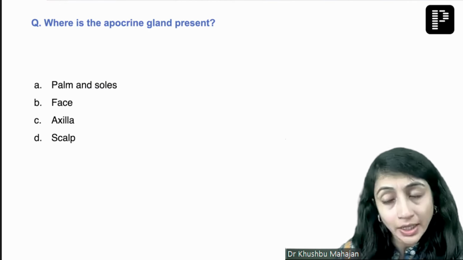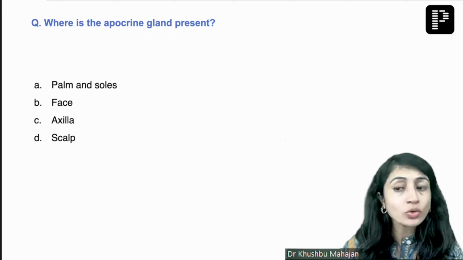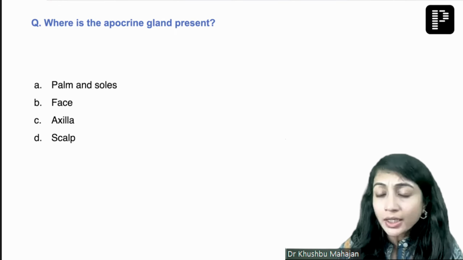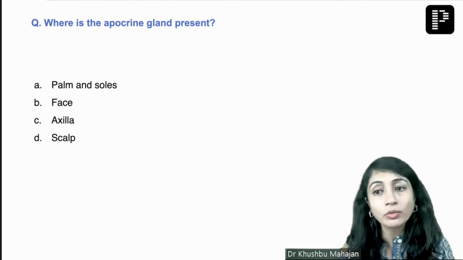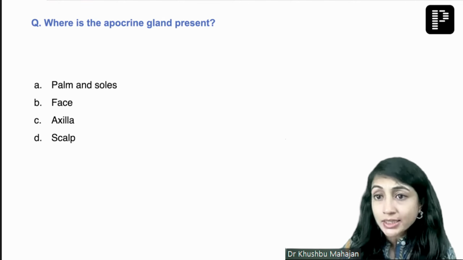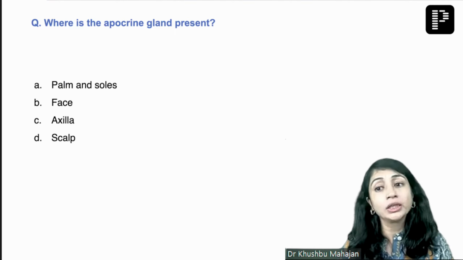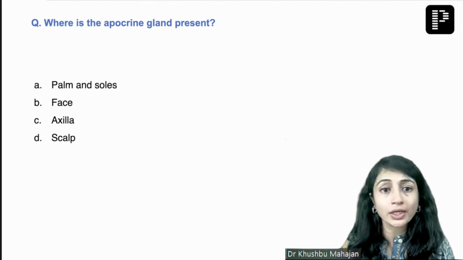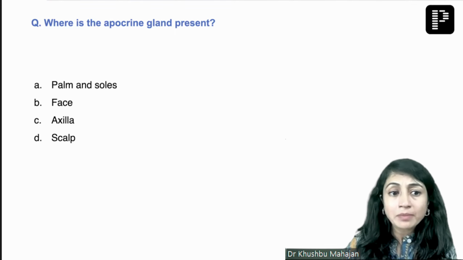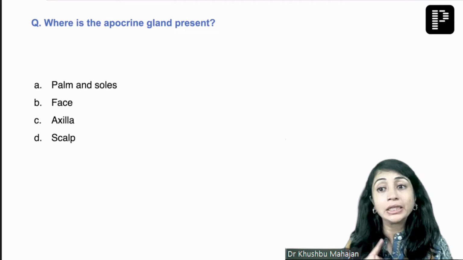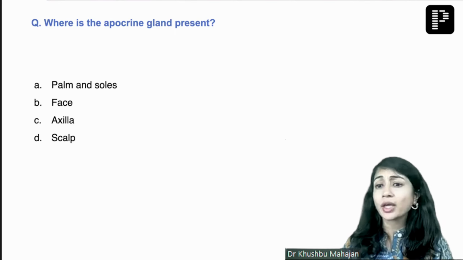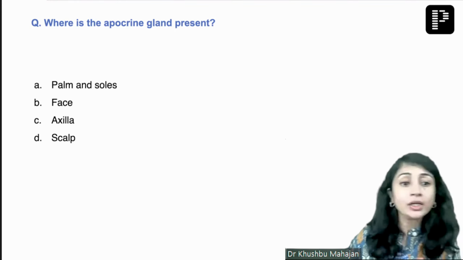Where is the apocrine gland present? So the apocrine gland, we all know, is a type of sweat gland, right? Sweat glands are of 2 types, eccrine and apocrine glands. While eccrine glands are present all over the body and are predominantly concentrated on the face, palms and soles, apocrine glands are predominantly present in the axilla, the mammary area, or the groins. So if they had asked you about the apocrine gland specifically, and these were the options, the answer would be axilla, right? Palms and soles, face and scalp are the areas where mainly eccrine glands are present, and that is why you sweat on those areas more. Apocrine glands are present in the axilla. So again, a very straightforward question, and the answer would be axilla.